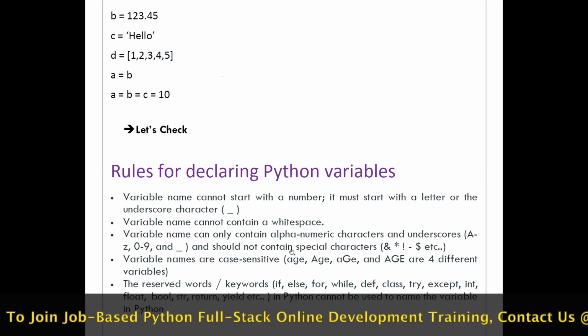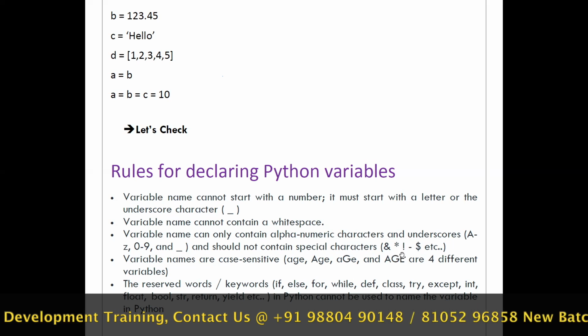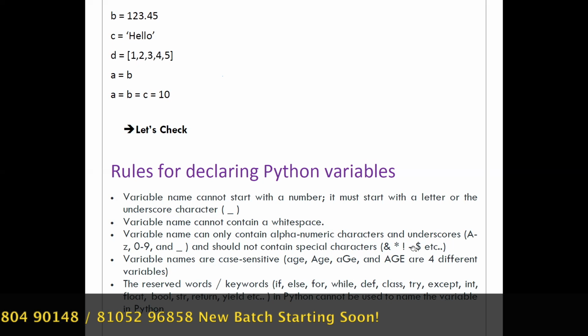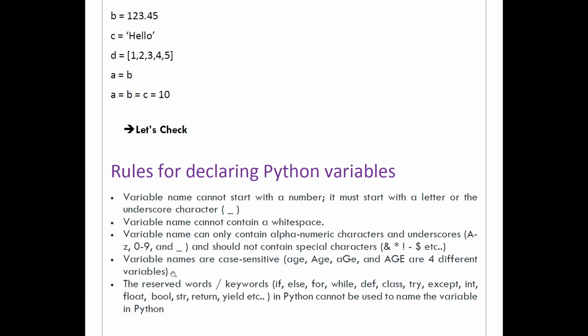What? Special characters like ampersand, star, dollar, hyphen, exclamatory, all these things. Special characters are not allowed as part of a variable name. Now, next, variable names are case sensitive. Variable names are case sensitive.